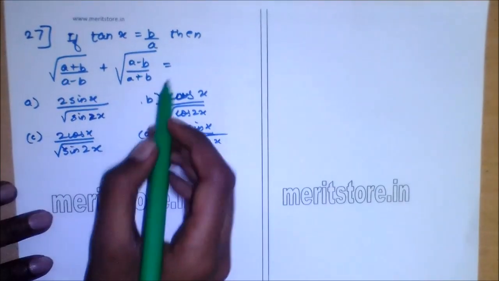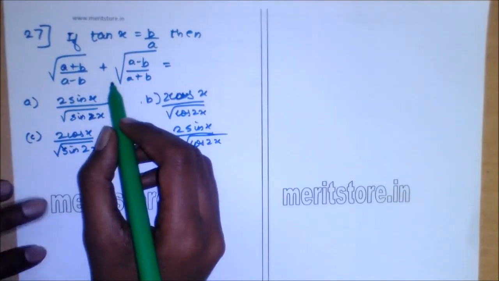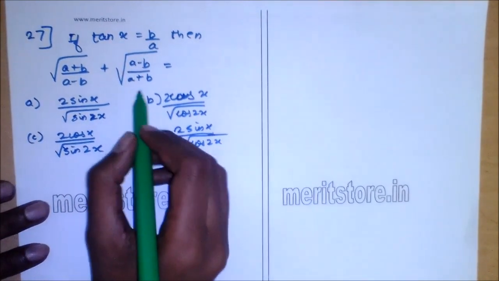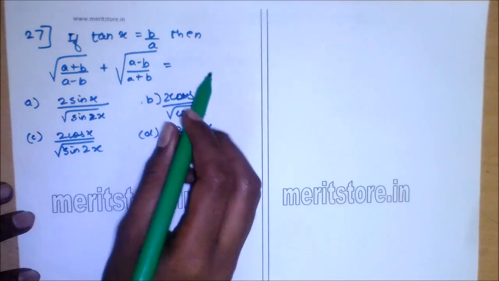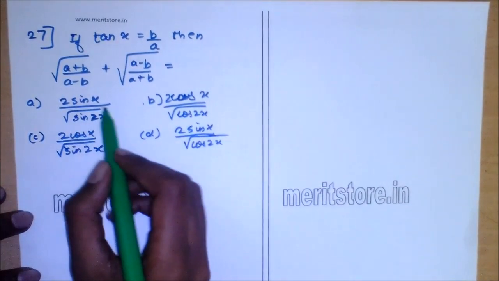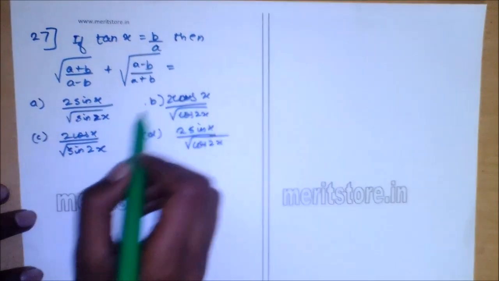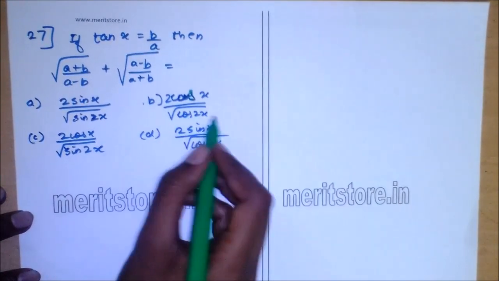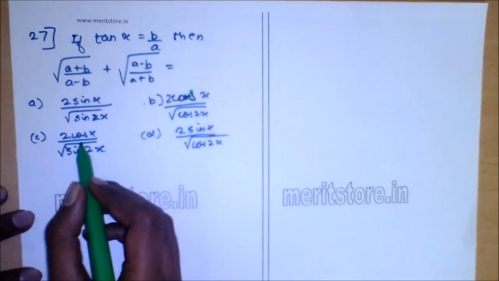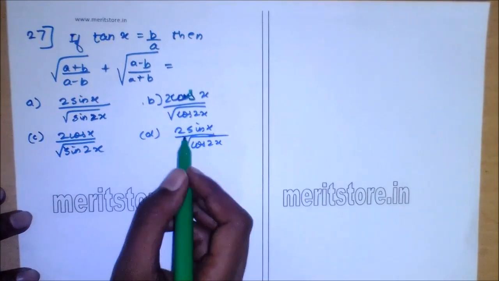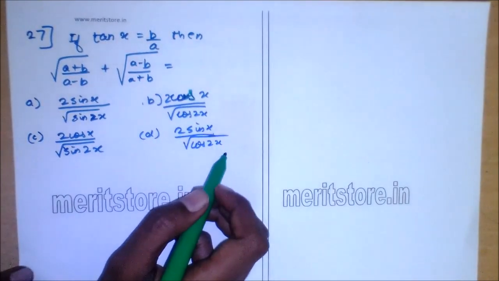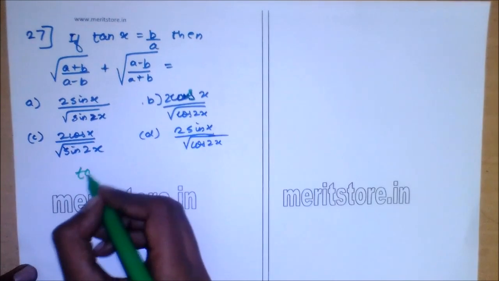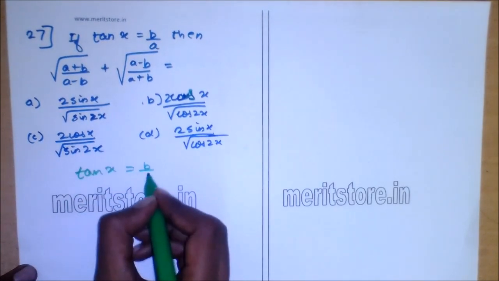If tan x equals b by a, then root of (a plus b) by (a minus b) plus root of (a minus b) upon (a plus b) is what? The options are A, 2 sin x upon root sin 2x; B, 2 cos x upon root cos 2x; C, 2 cos x upon root sin 2x; D, 2 sin x upon root cos 2x. So first, tan x is b by a.